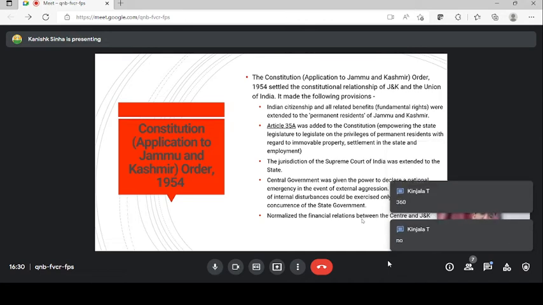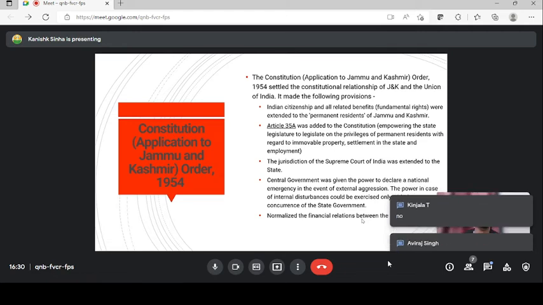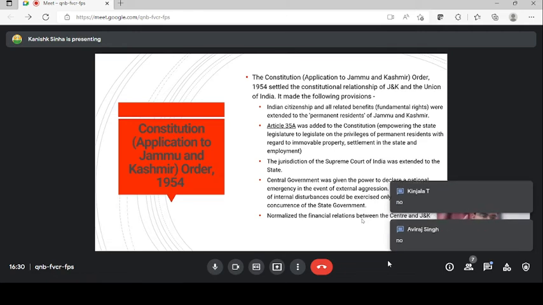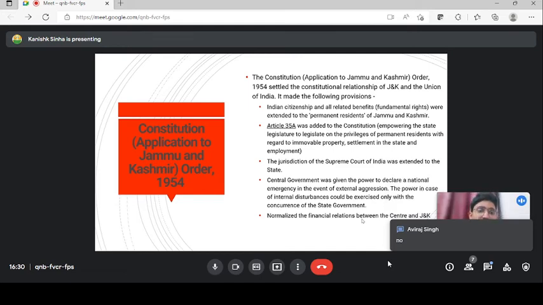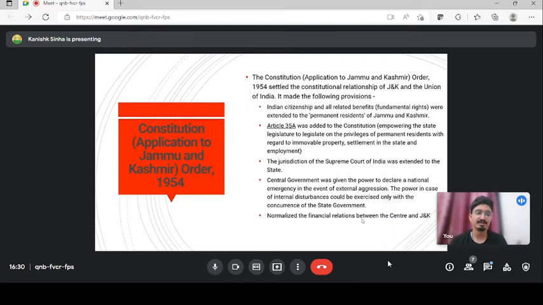Till 2022? No. Good. So, for the national emergency, it will be the central government who will have the power, just as it has for the rest of the country. But for the case of internal disturbance, what are the three issues in which the emergency can be declared? Two are already mentioned: external aggression and internal disturbance. What is the third one?